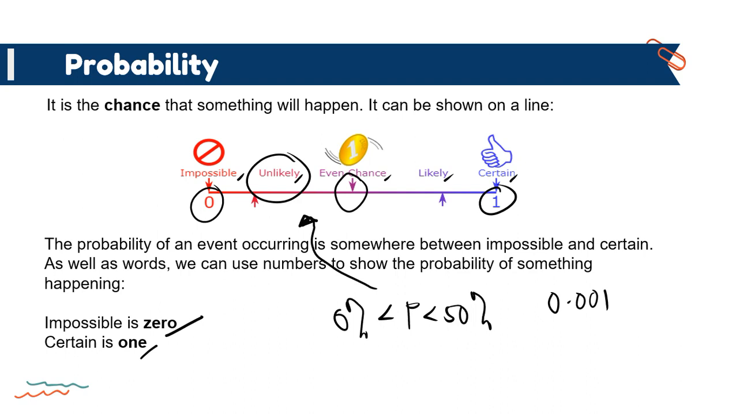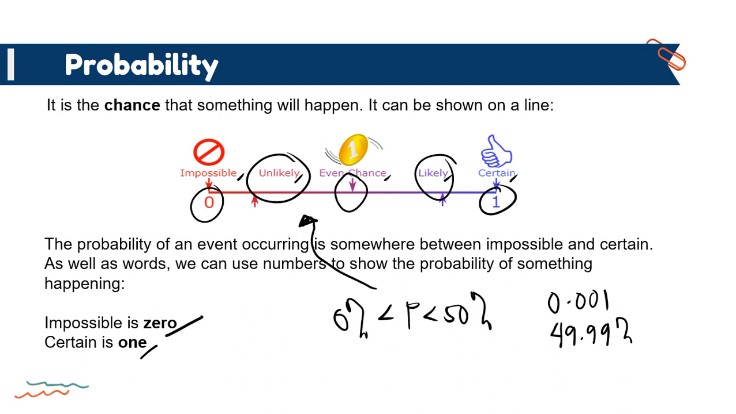And then, pag sinabi naman natin 49.99%, saan naman yan ngayon mag-under? Under pa rin po yan ng unlikely. Kasi masasabi lang natin na even chance siya kapag 50% eksakto. Okay? So, less than na sa kanya, lahat yon pasok na sa unlikely. Okay? Punta naman tayo dito sa likely to happen.